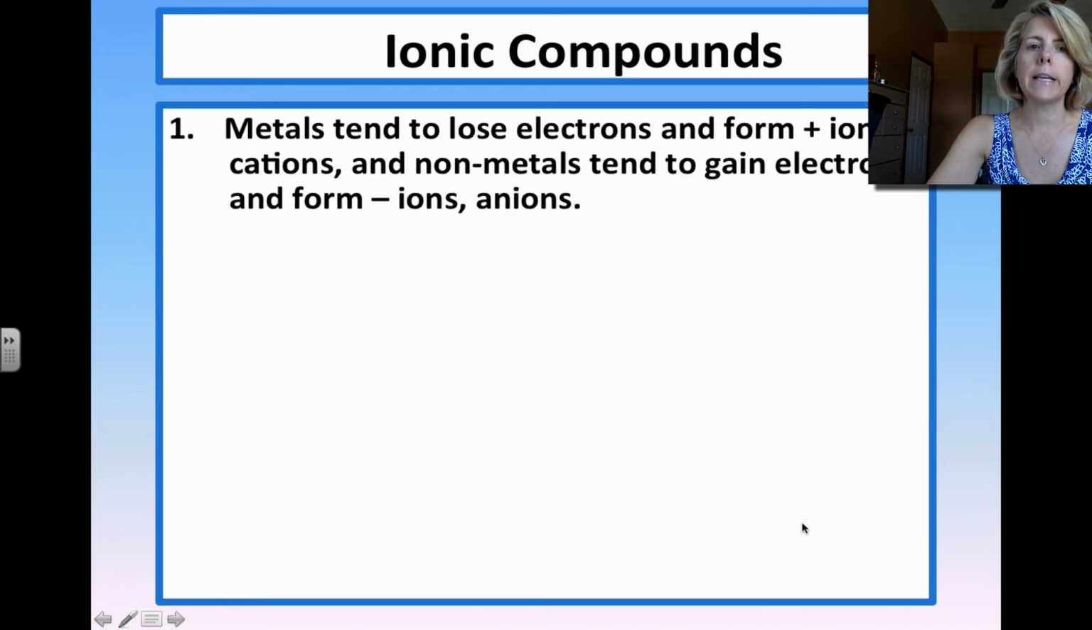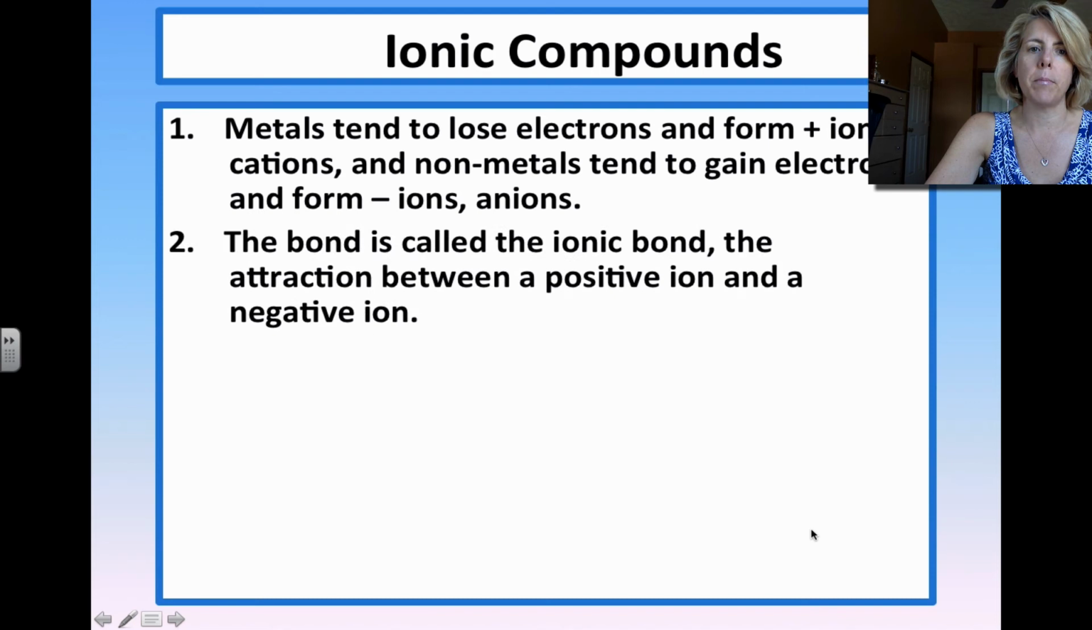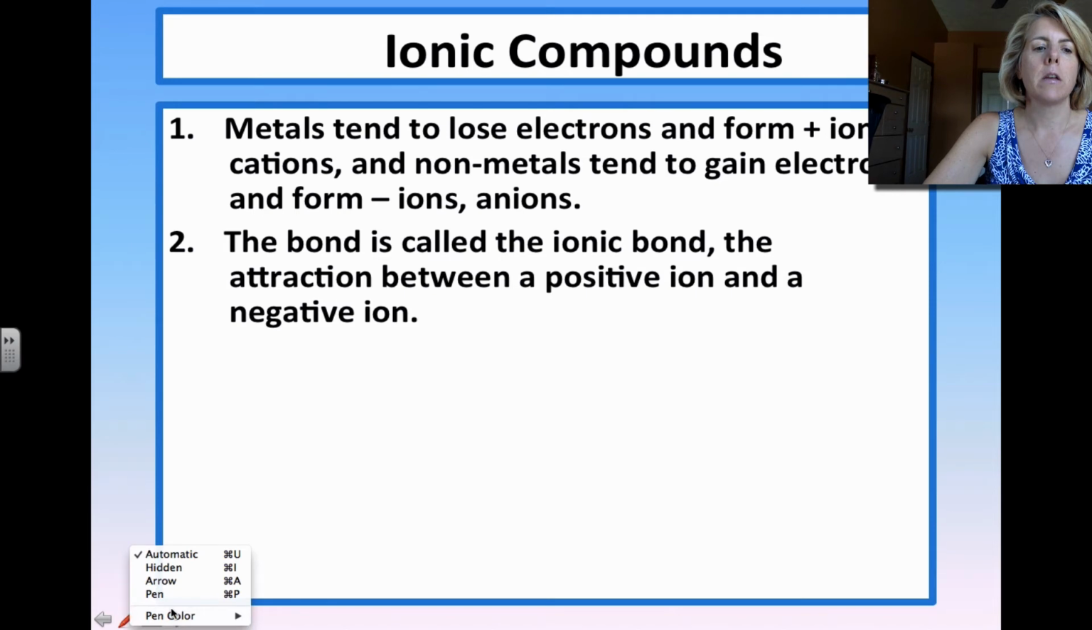Okay, so for ionic compounds, we know metals tend to form cations, nonmetals tend to form anions. We've seen that before. When you have a metal bonding to an anion or a nonmetal, we always call that an ionic bond, okay? So whenever you see a metal element with a nonmetal, just assume we're talking about an ionic bond. There may be exceptions to the rule, but most of the time we're talking about ionic bond.